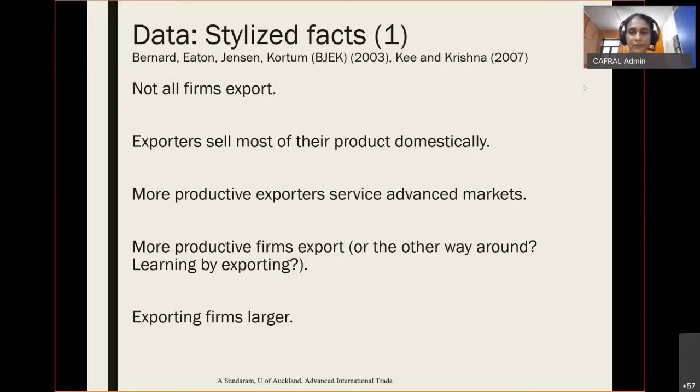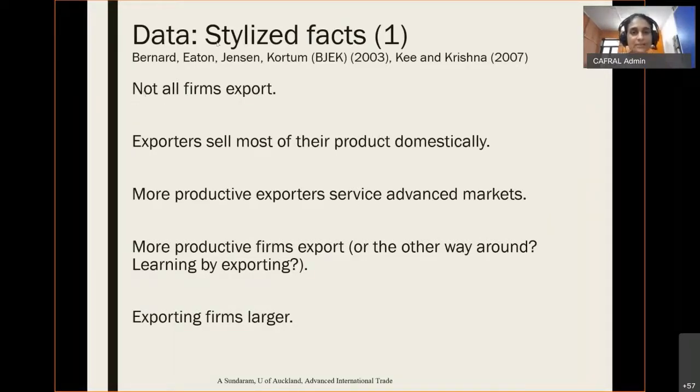Then came the seminal work by Bernard, Eaton, Jensen, and Kortum. We call this BEJK, in 2003. And there are several other studies that came up contemporaneously which had a lot of detailed firm level data. And they said, well, let's look at firms, because firms are the ones that are exporting. Industries don't export, right? Firms export. So let's actually look at the data to see what the data is telling us.